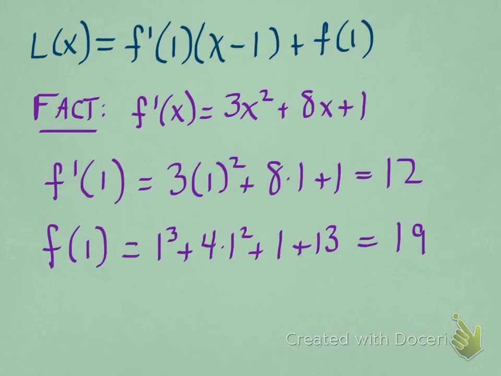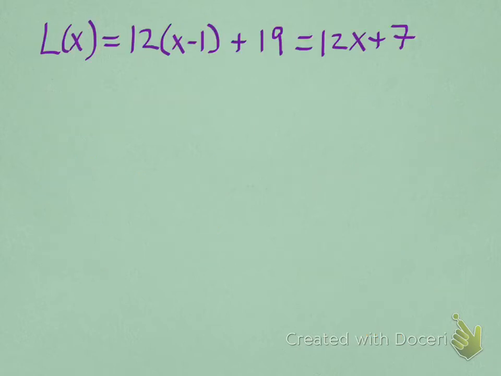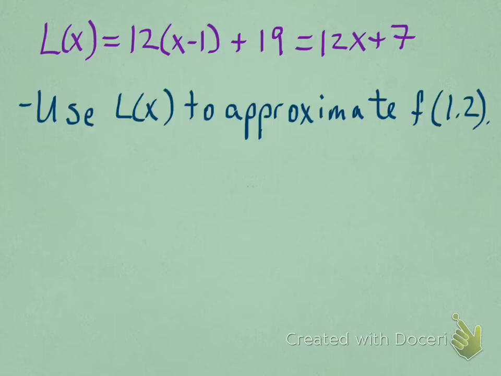Now, in the equation for the local linearization, I also need f of 1. So for f of 1, I plug 1 back into the original function. I have 1 cubed plus 4 times 1 squared plus 1 plus 13, and that gives me 19. So remember the interpretation: f prime of 1, which equals 12, is the slope of our local linearization, and 1 comma 19 is our point that the tangent line passes through. So I plug everything into the formula for L of x. I get 12 times x minus 1 plus 19, which simplifies to 12x plus 7.